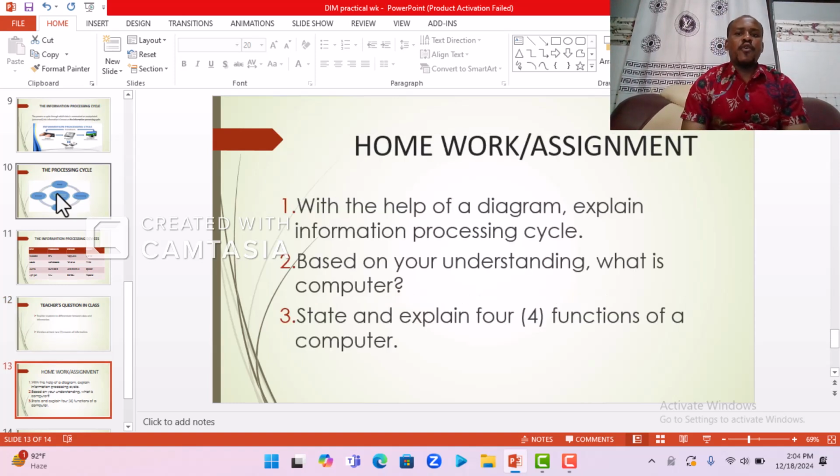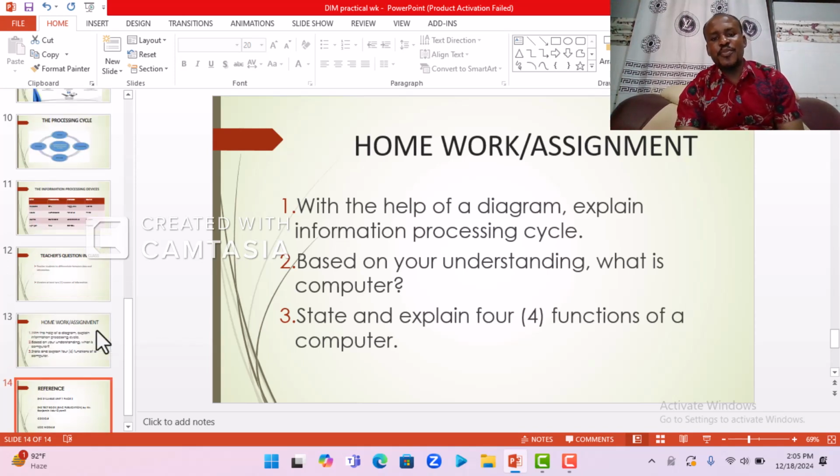Homework or assignment. With the help of a diagram, explain information processing cycle. Based on your understanding, what is a computer? State and explain four functions of computer.